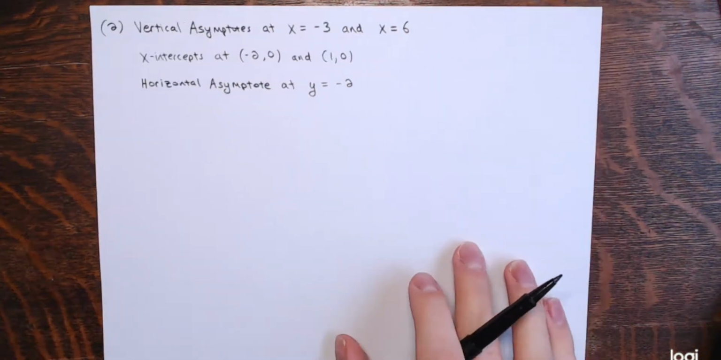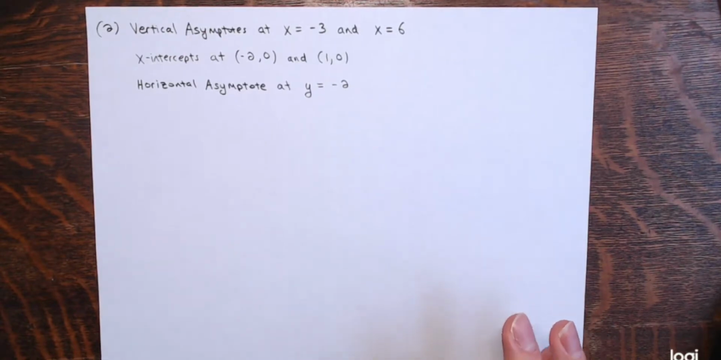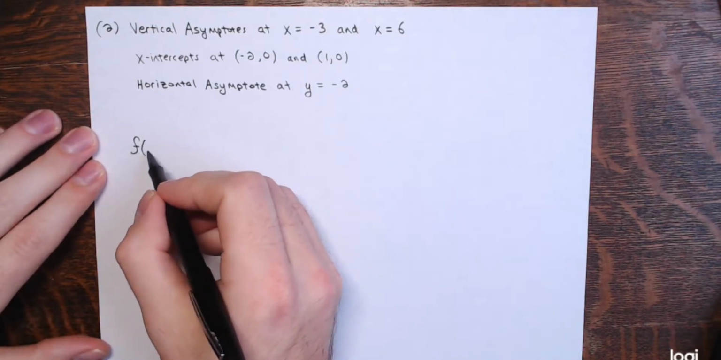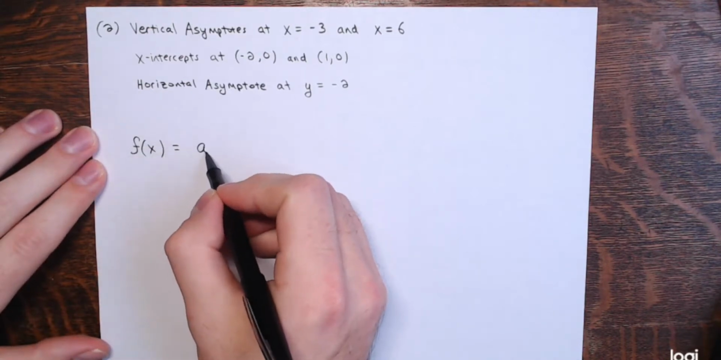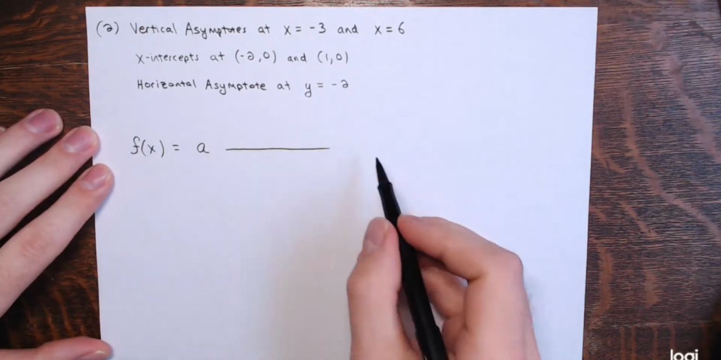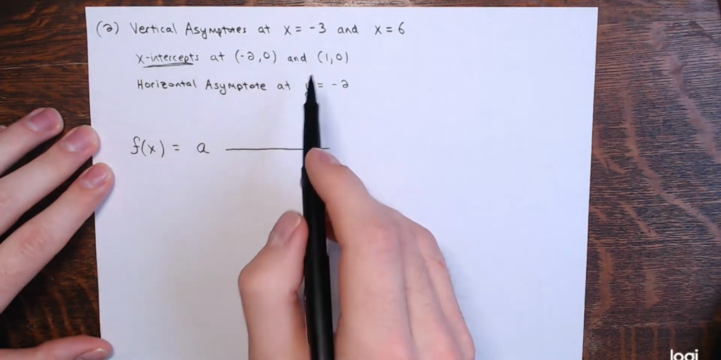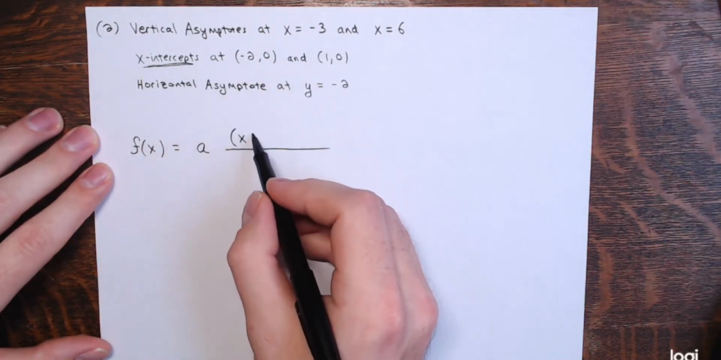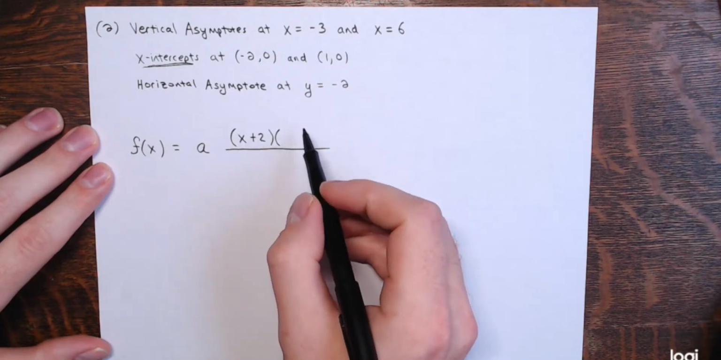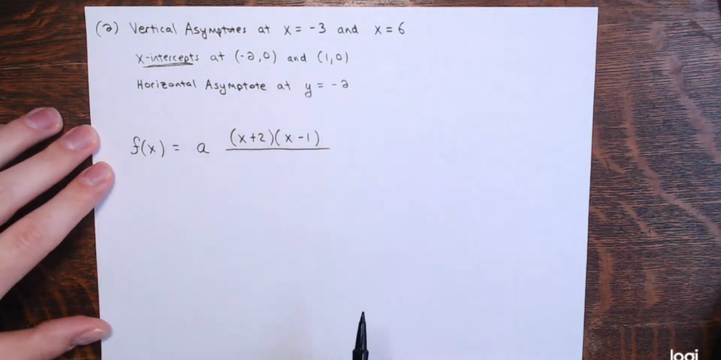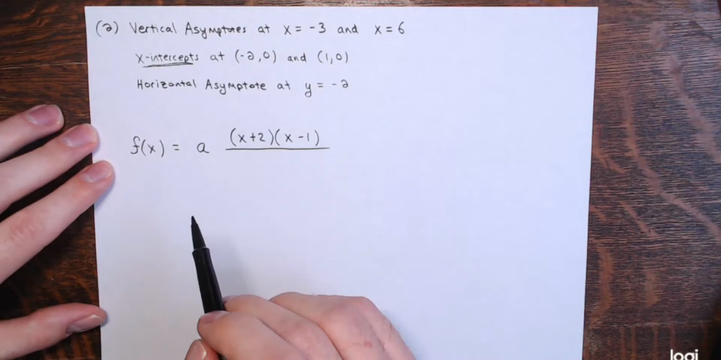All right, so let's do that again. Again, we're just going to be given a graph or just some information and asked to write a rational function that would satisfy all of it. So f of x equals some number a times a fraction. We're told the x-intercepts are (-2, 0) and (1, 0), so the numerator is going to have a factor of x plus 2 and another factor of x minus 1. And again, nothing was mentioned about multiplicities here, so I'm just going to keep those to the first power.